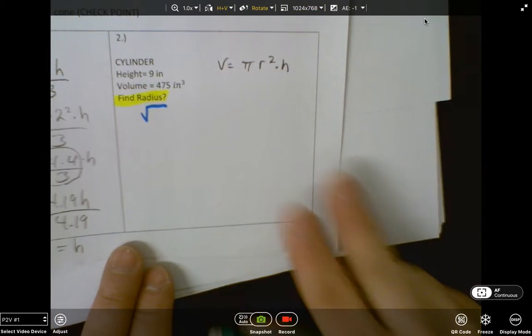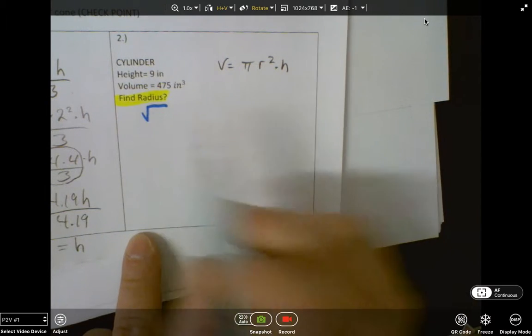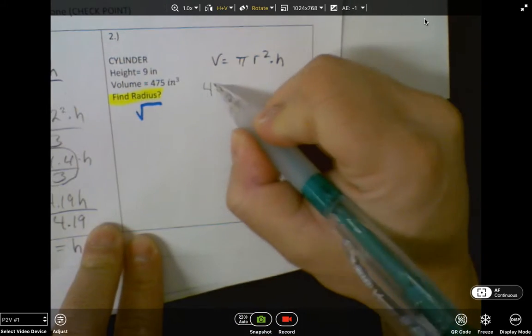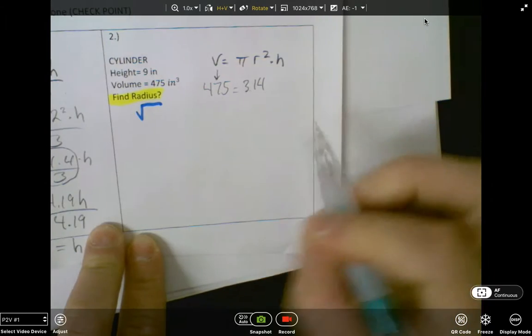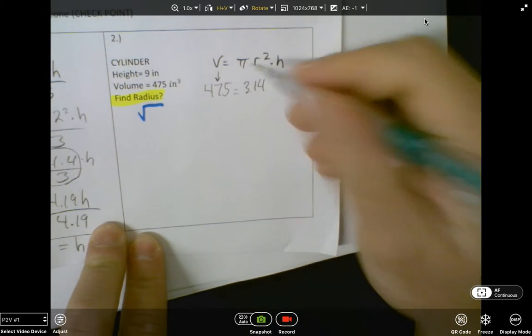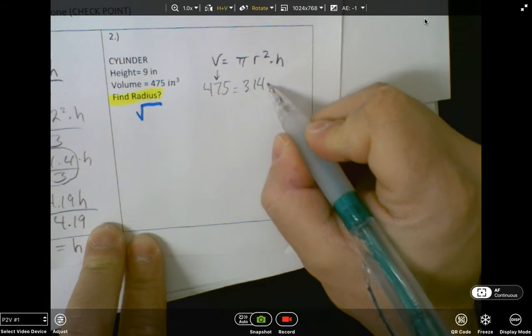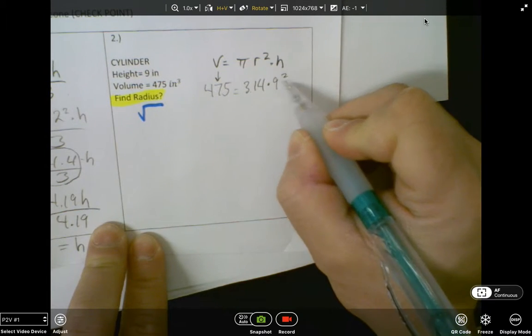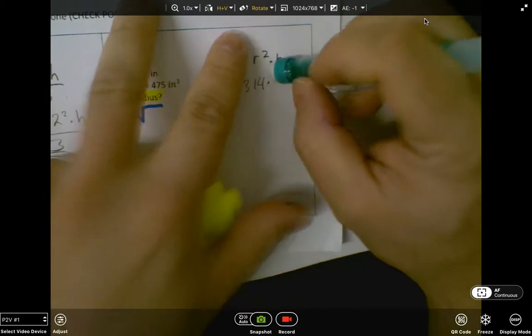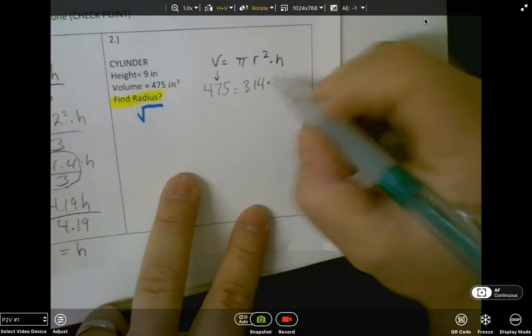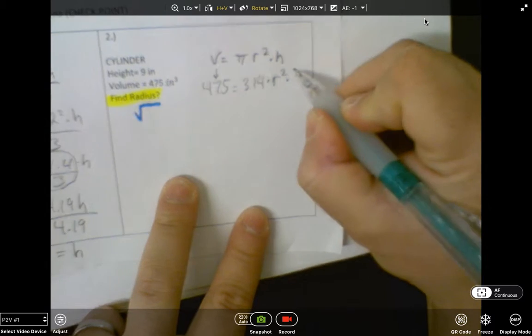Okay. The next one is number 2. So now the radius question, you plug in what you know. 475 for the volume, 3.14 for the pi there, and the radius is 9. Oh wait, I'm sorry. Radius is not 9 squared. We don't know the radius. That's the whole point. But the height is 9.